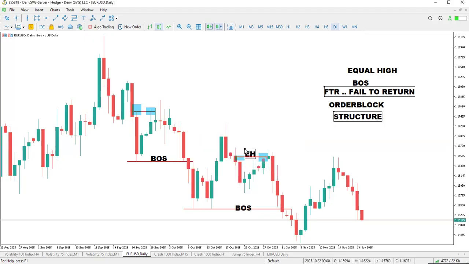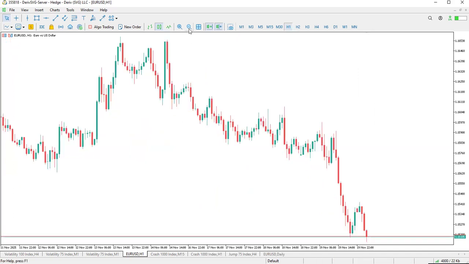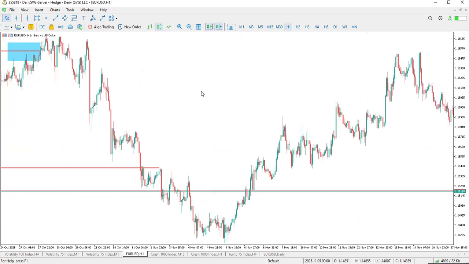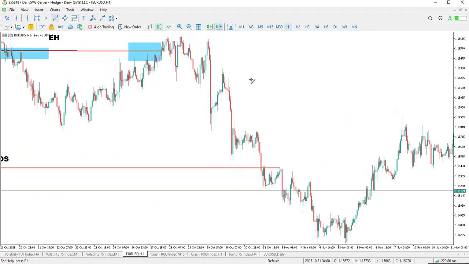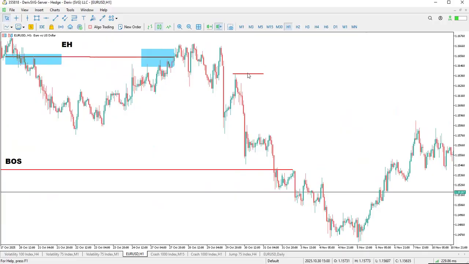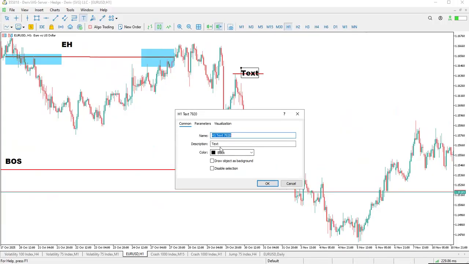So let's use this one. I just marked it now. After we mark our BOS, we mark our equal high. So the next thing now is we locate our order block and our fail to return. So if you come to the 1 hour, this is the 1 hour where you really see that fail to return. Now, if you come to the 1 hour, this place here we call our FTR. Yeah, this is our FTR. So I call this place FTR. It's always there. People don't see it. FTR, so fail to return.